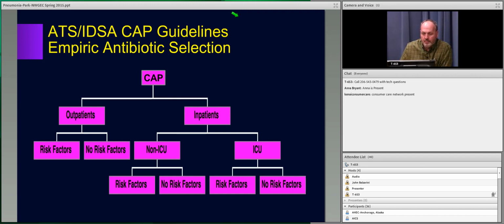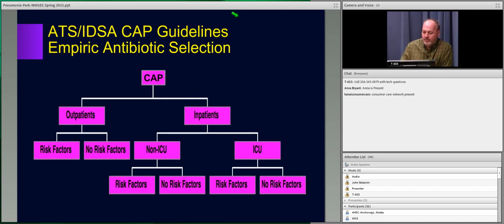So first we need to identify pneumonia. Okay. We need to decide if the patient's going to be admitted or not. And then for outpatients who are not going to be admitted, we need to think about whether they have risk factors. And in this algorithm, the risk factors I'm talking about are risk factors for drug-resistant pathogens or for handling an infection poorly. Okay?